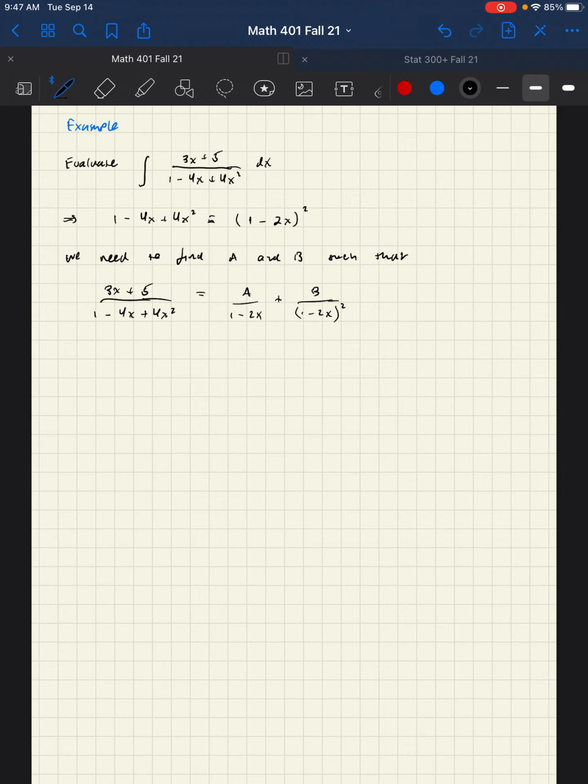Okay. So here, let's just go ahead and multiply this out, right? So we get 3x plus 5 equals a times (1 minus 2x) plus b. Because when we multiply it by the least common denominator, it'll just be (1 minus 2x) squared. That won't be an issue. So once we do that, then we're done with this problem, really. I mean, there's not too much to say here. We're going to simplify the right side here a little bit.